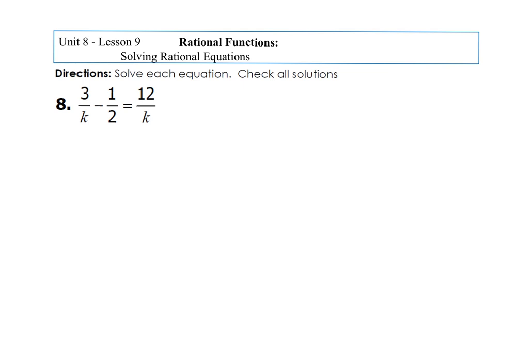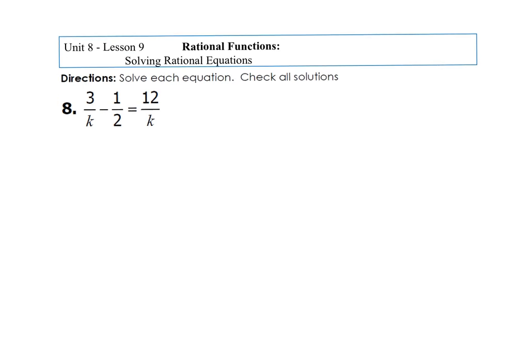Okay, next on number 8. Okay, we're still using method 2, using an LCD to cancel out our denominators since we are not proportional.